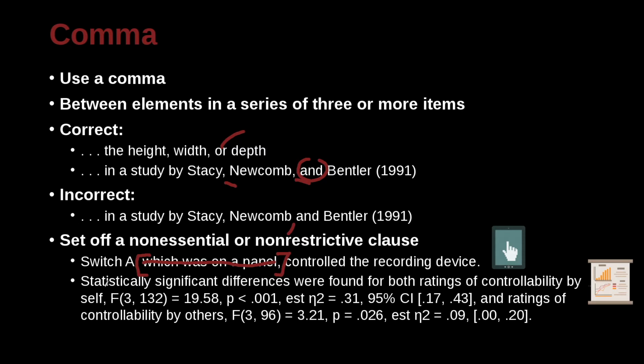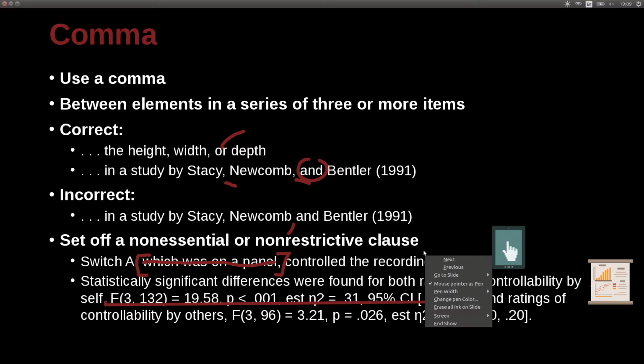Here's another example. Statistically significant differences were found for both ratings of controllability by self, F3, 132 equals 19.58, p-value less than 0.001, and all of these things down here. And then down here we have a comma. And ratings of controllability by others, comma, and so on. Okay, so what are we doing here? We're putting a comma here, and we're putting a comma down here.